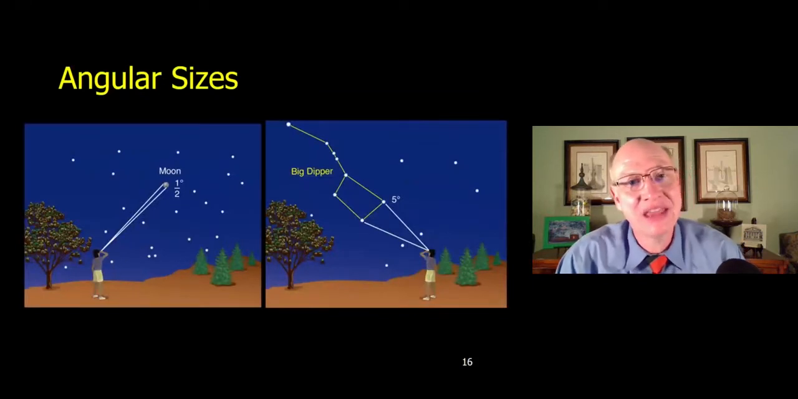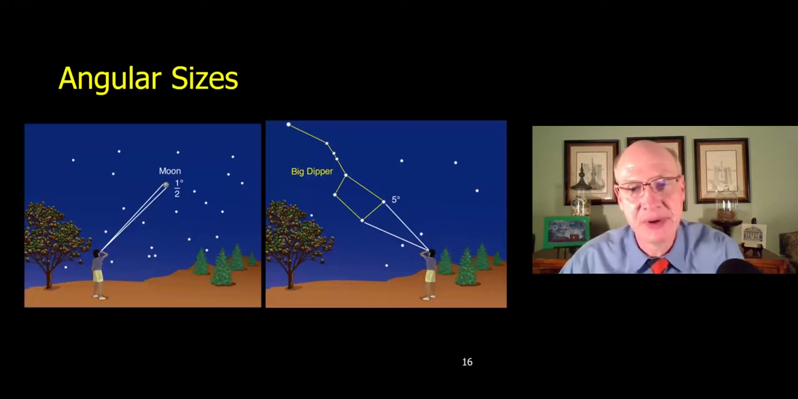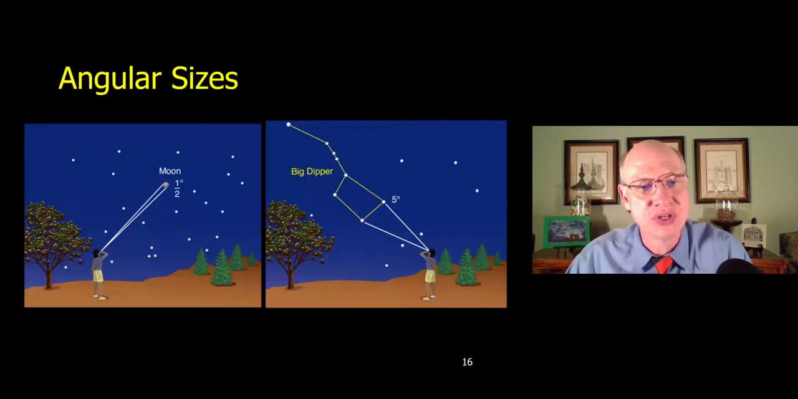So to talk about angular sizes of things in the sky, we've already mentioned that the sun and the moon are each about half a degree in size. If you find the Big Dipper up there in the sky, the 2 pointer stars that point to the North Star, Polaris, are about 5 degrees apart from one another. And so those are just a couple more examples of angular measurements in the sky.